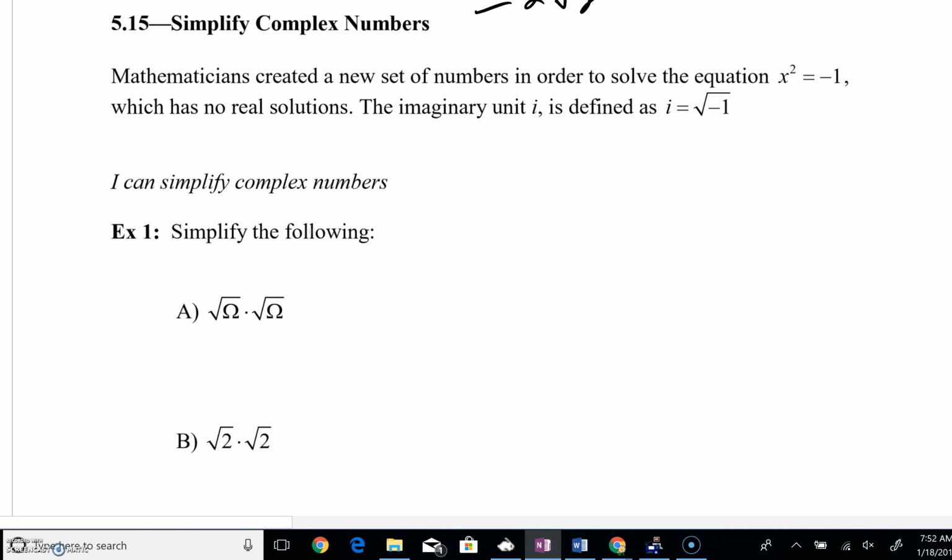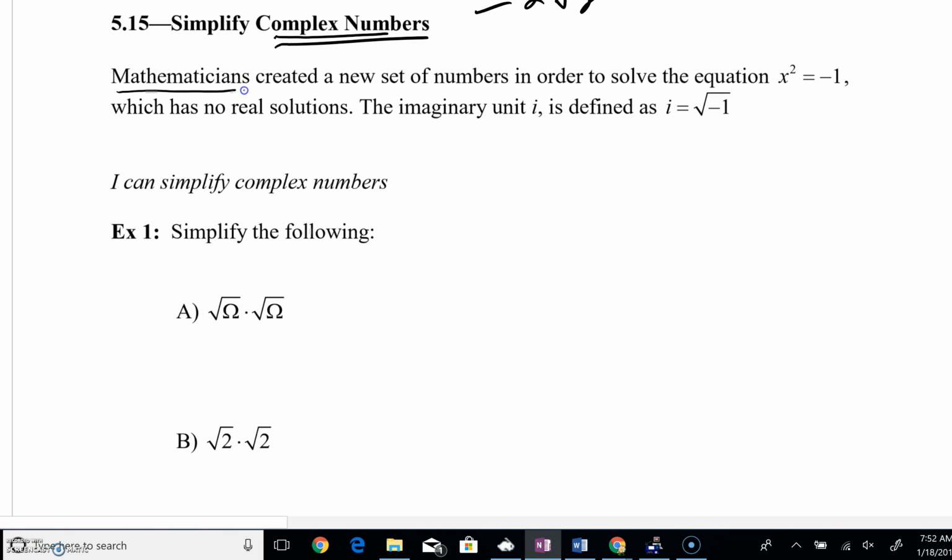Okay, Algebra 2, we're dealing with 5.15, a very surprising lesson. We're going to simplify complex numbers. Complex numbers are really going to involve imaginary numbers. Now that can sound very, very strange.